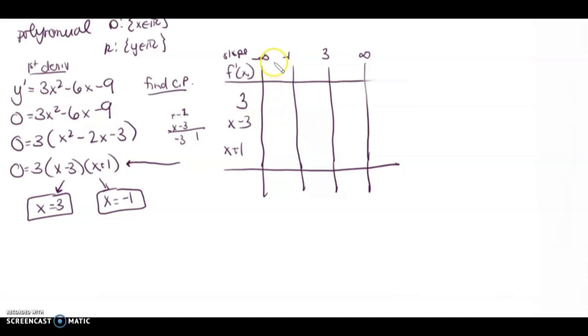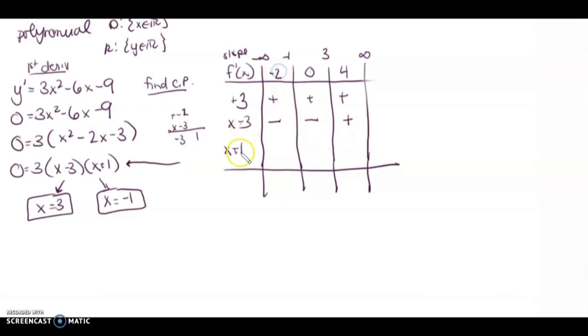Okay, so choose a number between negative infinity and negative 1. I choose negative 2. Between negative 1 and 3, choose 0. For 3 and infinity, I'm going to choose 4. So 3 is never going to change. We can't sub anything into it. We don't have an x value. So all of these are going to be positive. 3 is always going to be positive. Now, negative 2 minus anything is going to be negative. 0 minus anything is going to be negative. 4 minus 3 is positive.